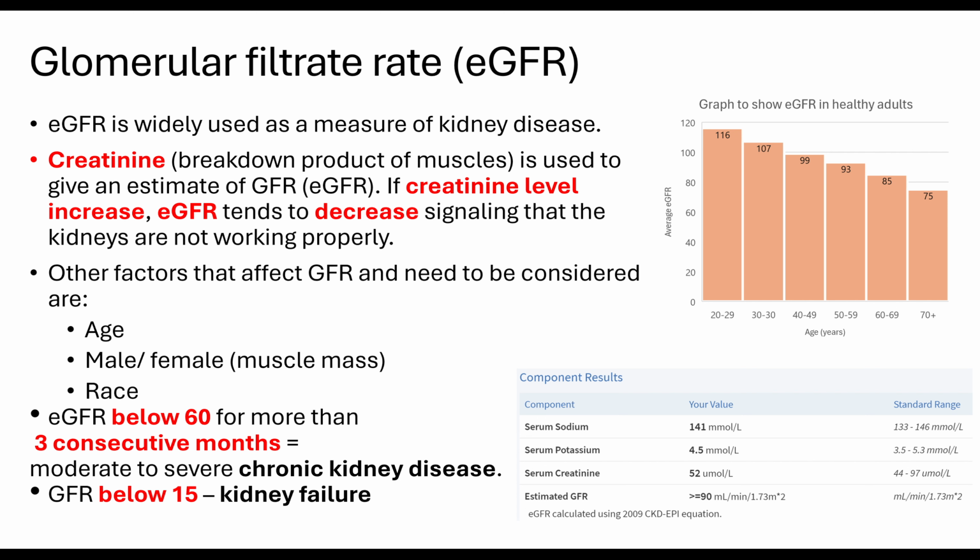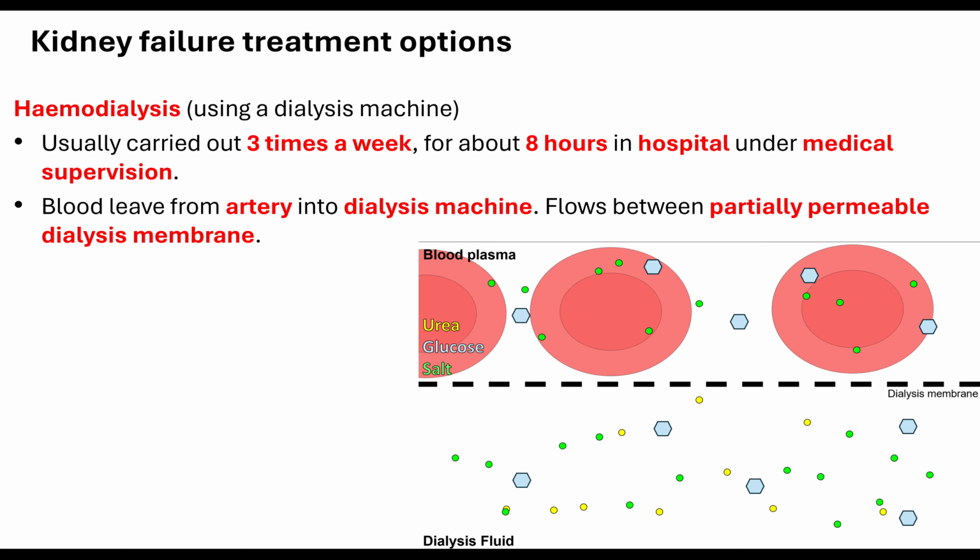So now, how do we treat someone who has got kidney failure? Well, we can do that with the use of what's known as hemodialysis. What they're going to use is a dialysis machine. And what they're going to do is use that machine to filter the blood. Now, normally it's usually carried out 3 times a week in a hospital, and it takes about 8 hours, and it has to be done under medical supervision.